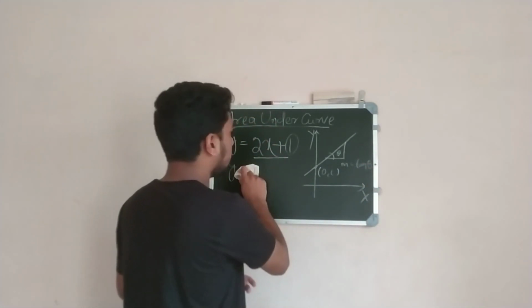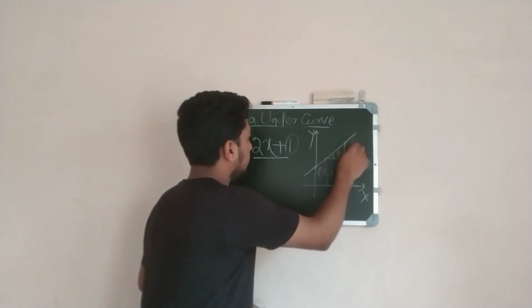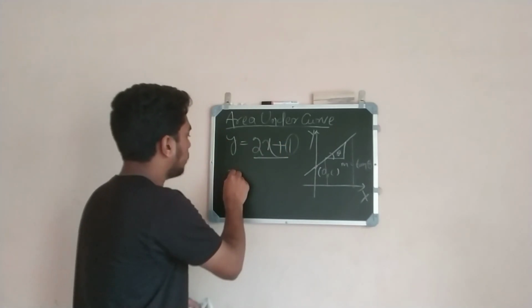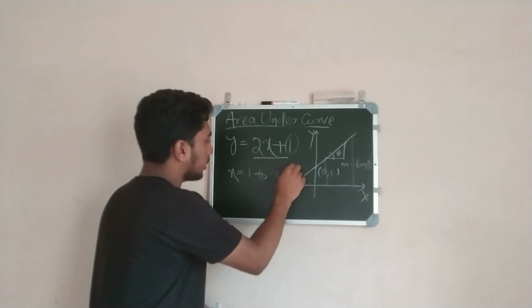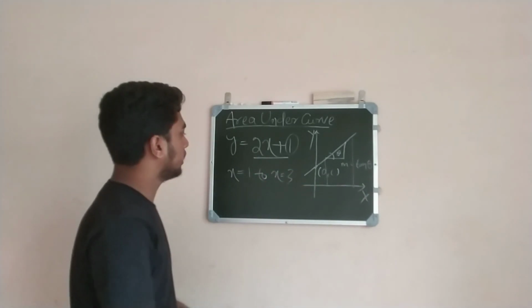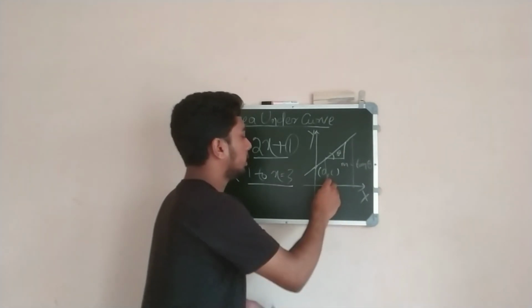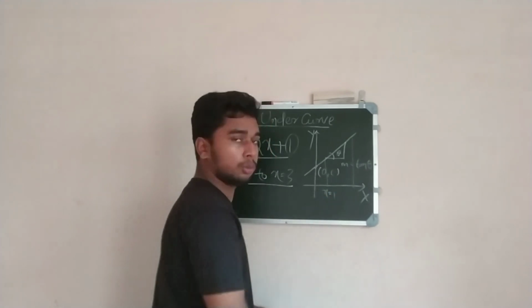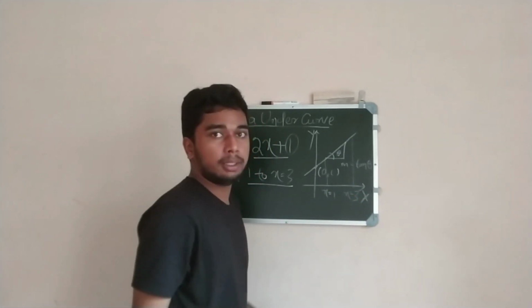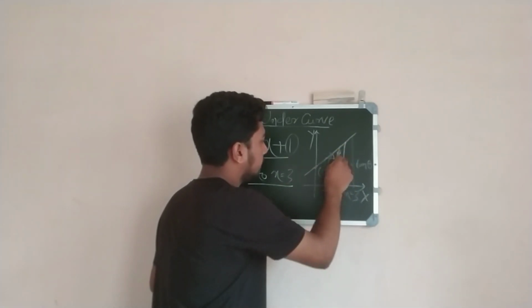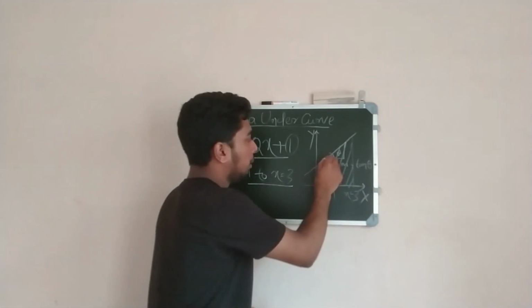Then how can I calculate the area under this curve? For example, I want to calculate from x is equal to 1 to x is equal to 3. What is the area under the curve from x is equal to 1 to x is equal to 3? If I denote this point as x is equal to 1 and this point as x is equal to 3, then what is the area in between? This region represents the area under the curve. So how can I calculate it?